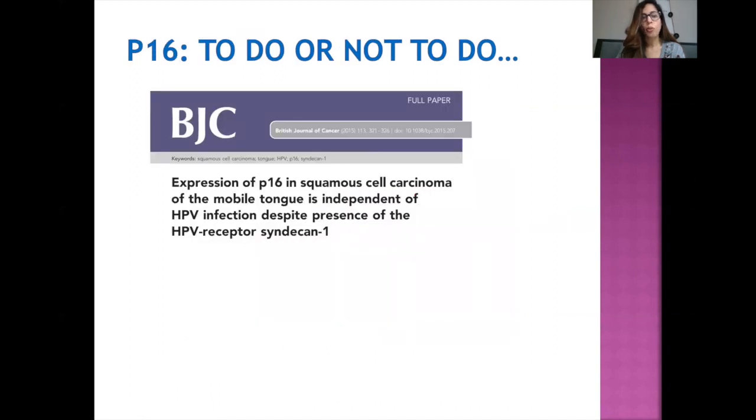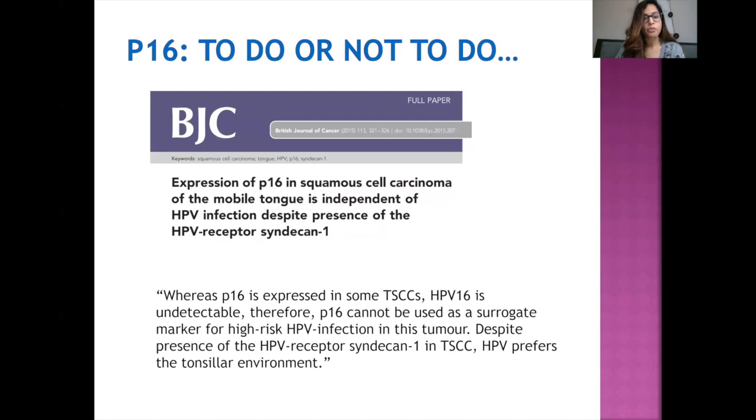And you might ask, well, why is that? There are a lot of papers that show that expression of P16 is actually independent of whether there's an HPV infection that's driving the malignancy. As a direct quote from this paper, they state that whereas P16 was expressed in tongue squamous cell carcinoma, HPV16 was undetectable. Therefore, P16 cannot be used as a surrogate marker for high-risk HPV. And despite the presence of HPV receptors in the tongue squamous cell carcinoma, HPV prefers the tonsillar environment. We'll talk about this in a little bit.